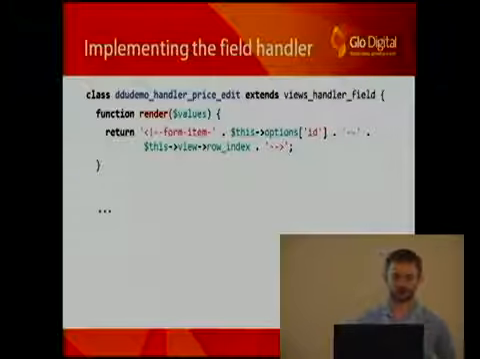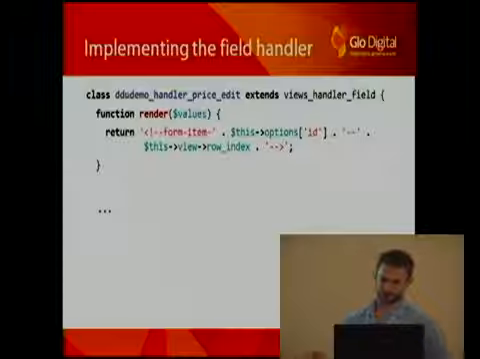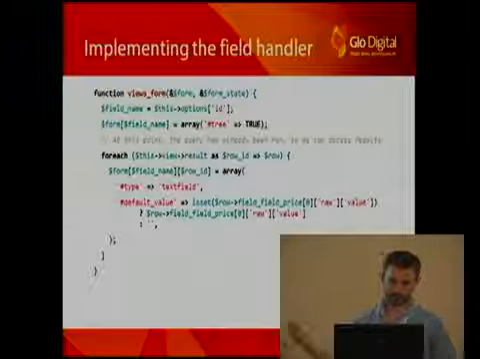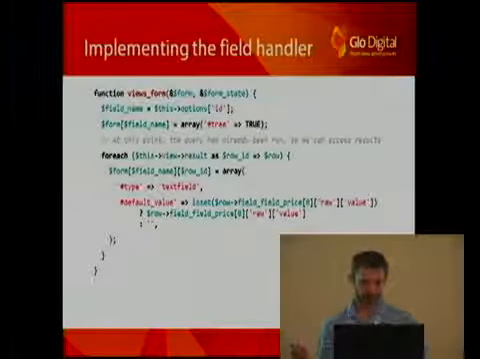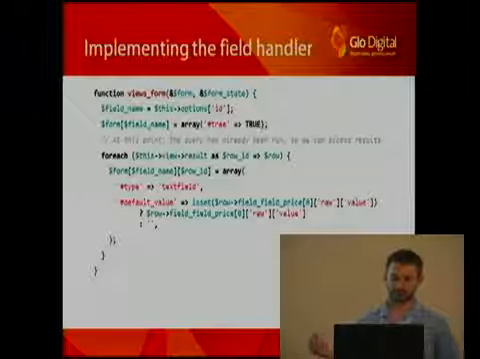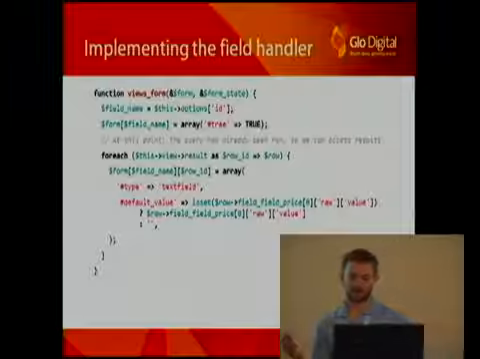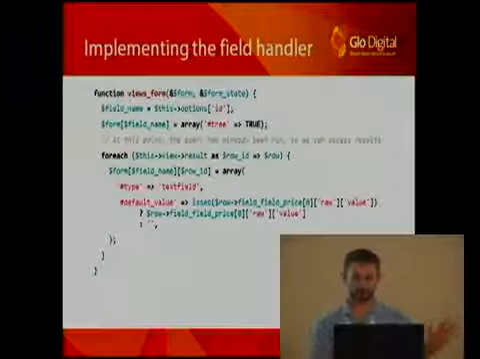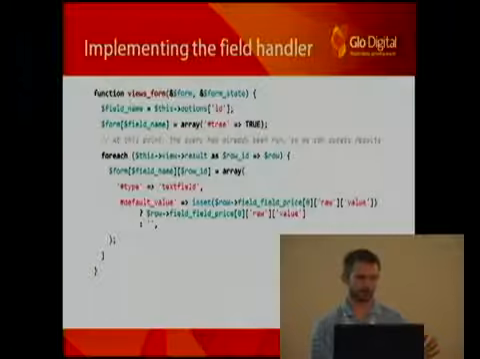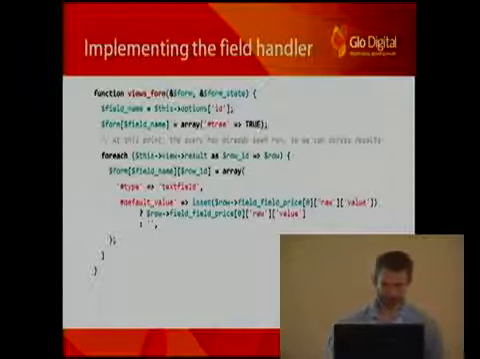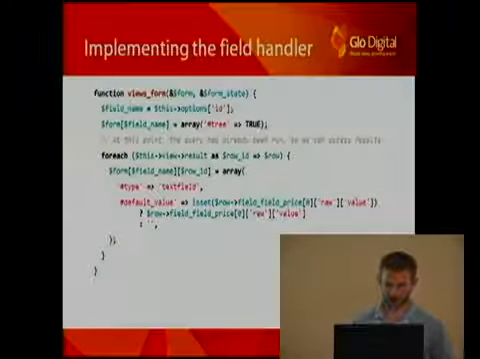Your class, once again, extends views handler field, and you start with the render function, where you just return that string, and views automatically replaces that with whatever is in views form here. Basically, I'm going through all the results, and I'm saying I want to show a text field. The default value is going to be based on the value of another hidden field that I've created. I'm sure there's a much better way of doing it, but this is the easy, quick way. Or if that's not set, it's just going to be an empty string.